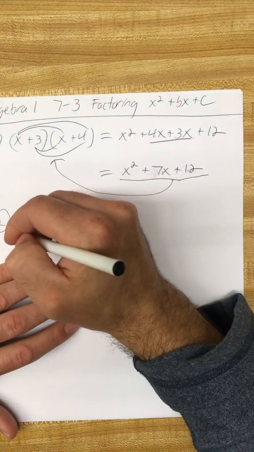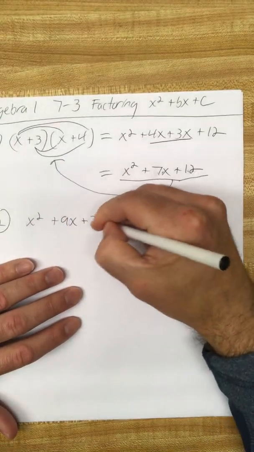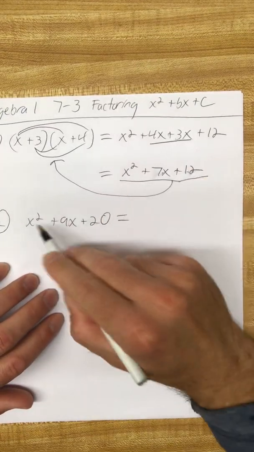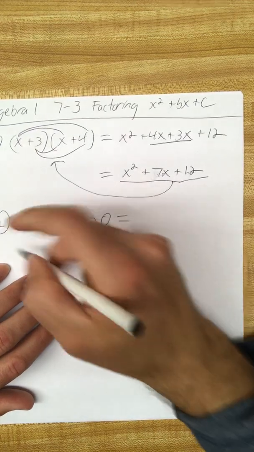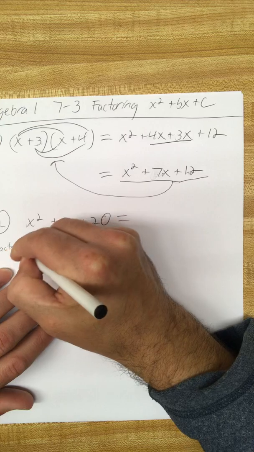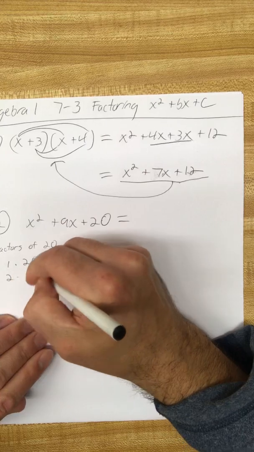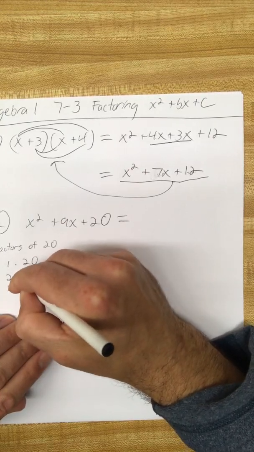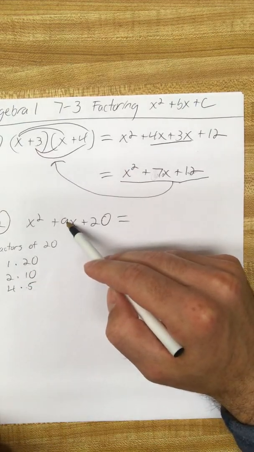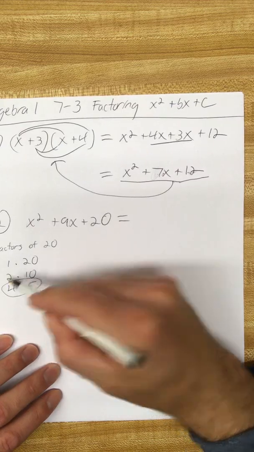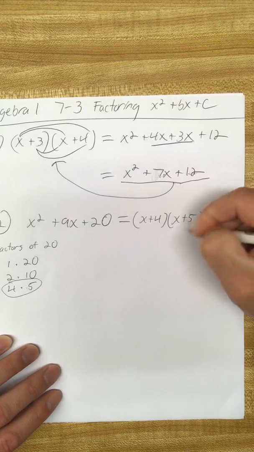So first up here, we're going to go with x squared plus 9x plus 20. I want to take this and make it look like this. So we're going to take this trinomial and turn it into 2 binomials. So factors of 20: you have 1 times 20, 2 times 10, 4 times 5. As we said before, we want to pick the set of factors that adds up to 9, which is 4 times 5. So we want to factor this into x plus 4 times x plus 5.